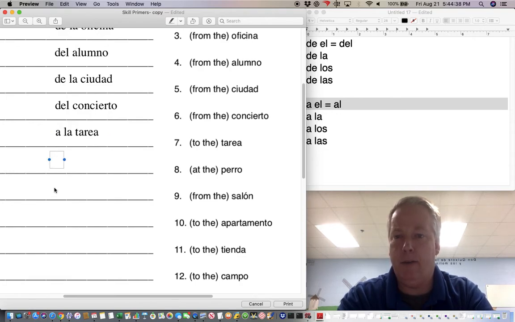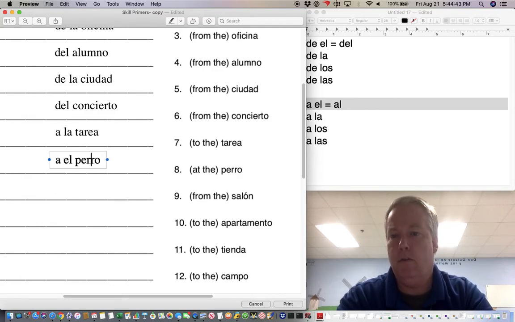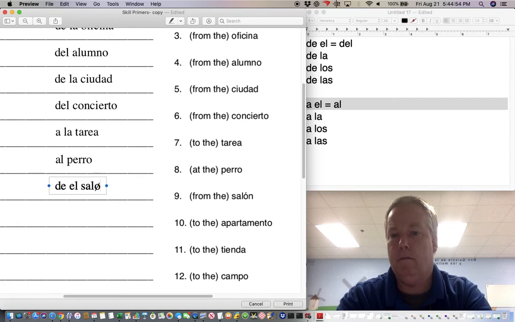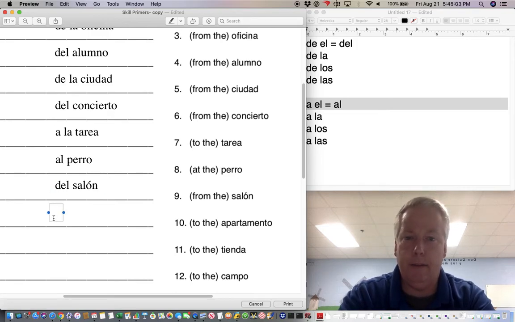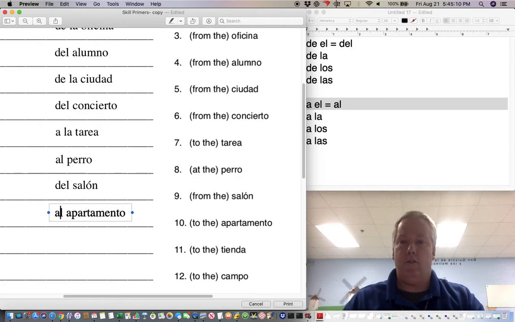At the perro. Perro's a guy. A el perro, which means these two are going to form a contraction. Number 9. From the salon. De el salon. And de and el mean you have to form the contraction. Number 10. To the apartamento. A el apartamento. So a and el have to form the contraction, al.